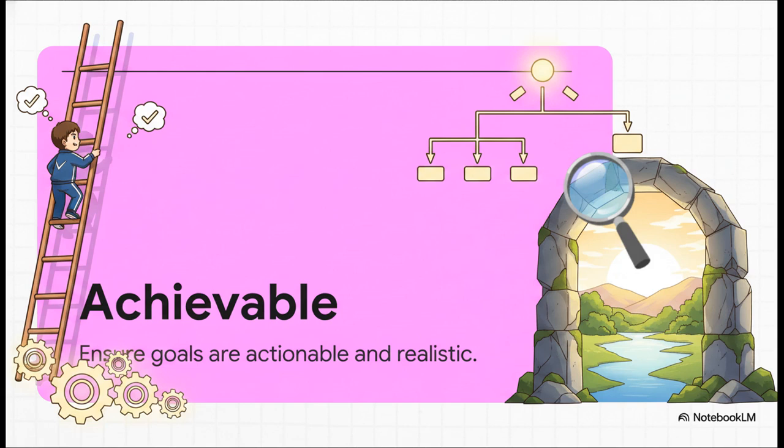Then we have A for achievable. Now this means ensuring your statement implies actionable, feasible, and realistic goals. A great problem statement has to set the stage for a realistic, executable solution rather than some impossible pipe dream that's just going to completely frustrate your team.